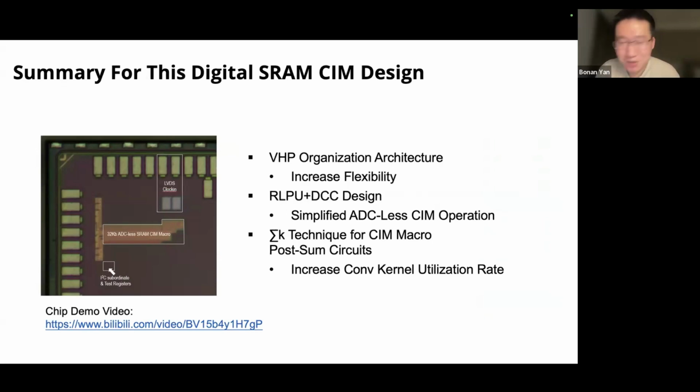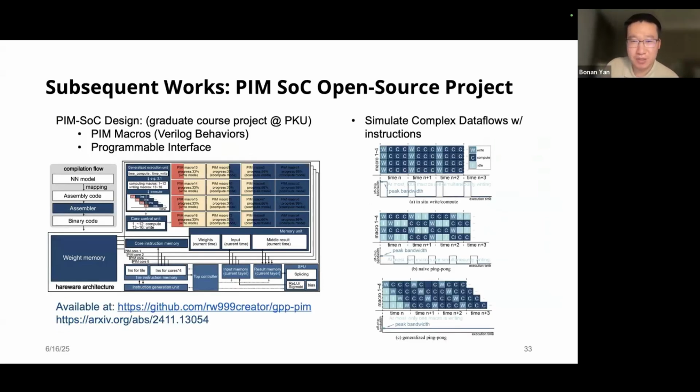I'm sorry, but I want to spend 1 more minute to introduce my other, following works, because the work I have introduced is 3 years ago. In these recent 3 years, first we have developed Verilog behavior models for the PIM macros. If you are interested, we have released the associated open-source SoC project. You can check out our Verilog RTL using the PIM and the customized CPU.